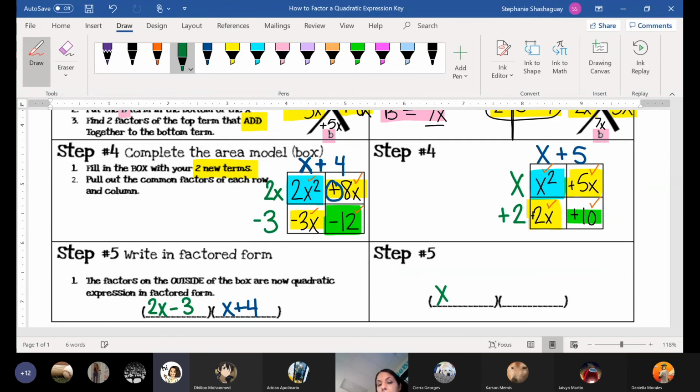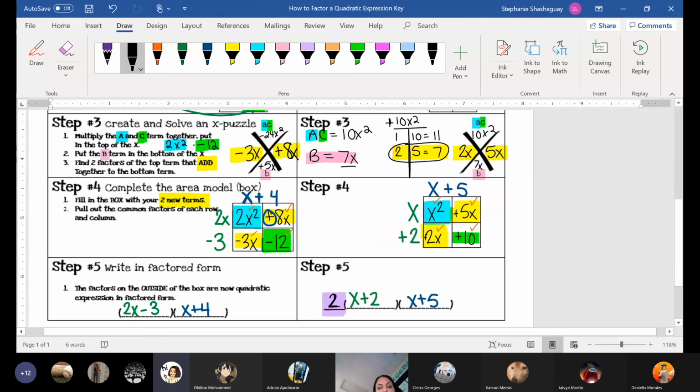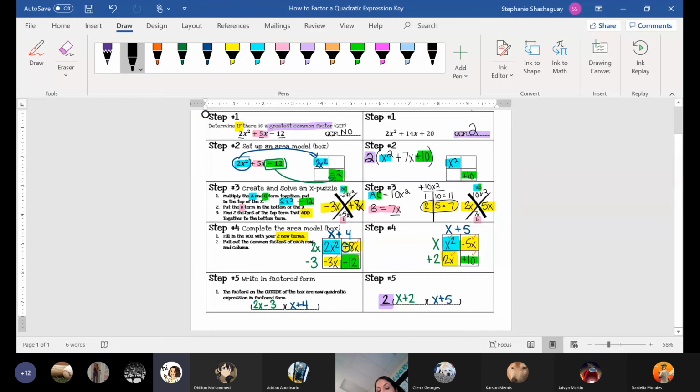So I have x plus 2 and x plus 5. There's one thing I cannot forget to include in my answer, and that is my greatest common factor, and that's 2. Okay, so that greatest common factor needs to be included in my final answer in step 5.